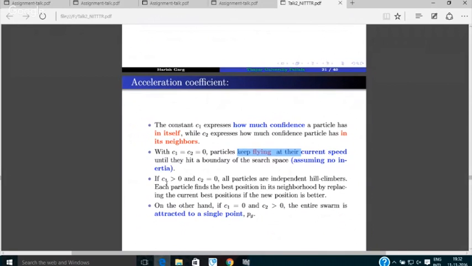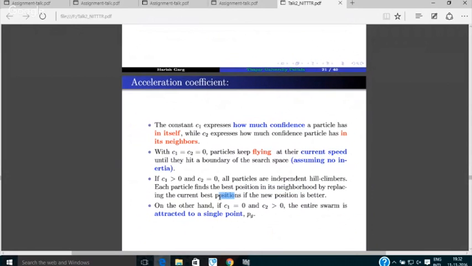On the other hand, if C1 is greater than 0, a positive number, while C2 is 0, meaning the neighborhood influence is 0, then the particles are independent. Each particle finds the best position by replacing their current positions.